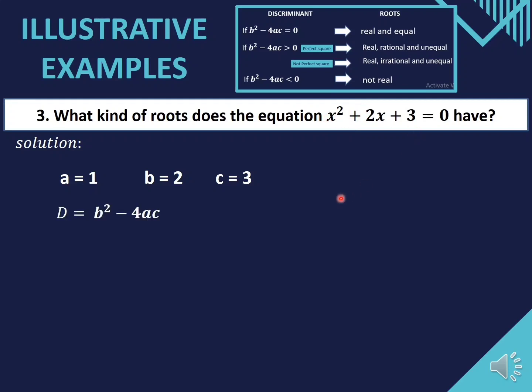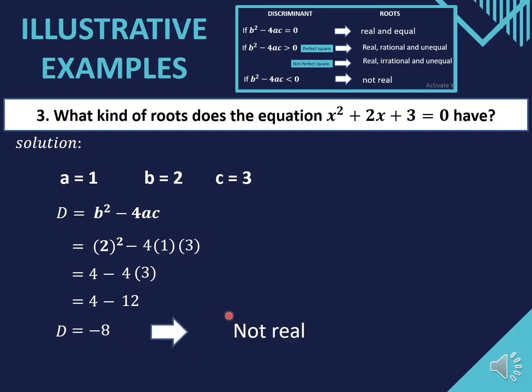Now, the discriminant is equal to b squared minus 4ac. So, therefore, b is equal to 2 squared minus 4 times 1 times positive 3. 2 squared is equal to 4 minus 4 times 1 is 4, times 3. We have 4 times 3 is equal to 12. And 4 minus 12 is equal to negative 8. So, the discriminant is equal to negative 8.